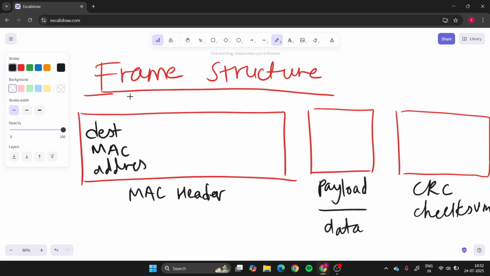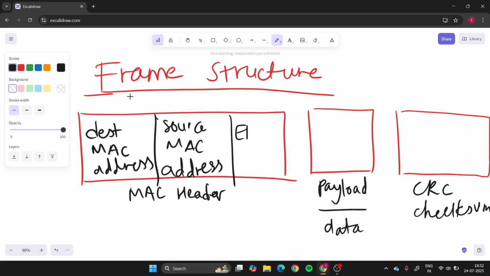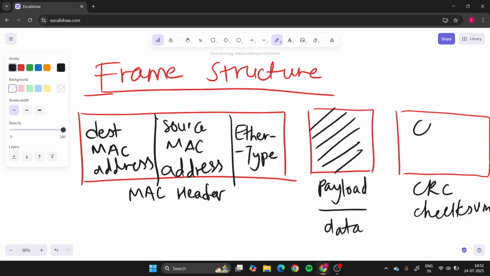Okay, it includes the destination MAC address. Then it includes the source MAC address. I'll be talking about this as well. It includes the source MAC address, and it includes the ether type. So these are words where you might think, okay, I'm hearing this for the first time. And this includes the payload. So this includes the actual data, whatever you want to send. And this one is basically a CRC checksum. So, error detection, correction, all of that. So, you include that in the last.